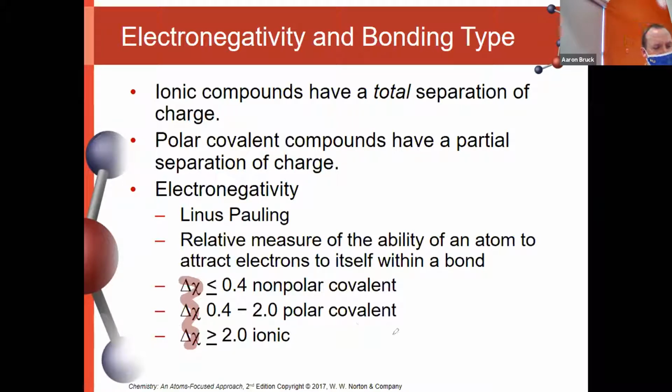On the flip side, if the electronegativity difference is greater than 2, we don't really consider that bond to be covalent. We consider it to be more of an ionic interaction. The electron's been stripped away from the one atom and given to the other. In that zone in between, we have polar covalent. So we've got covalent bonds with uneven sharing of electrons. The greater the difference is, the more uneven those electrons are shared.